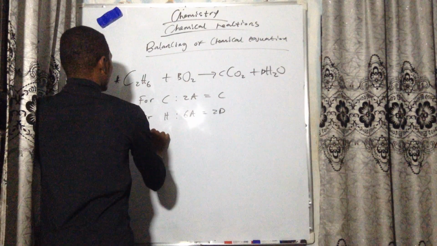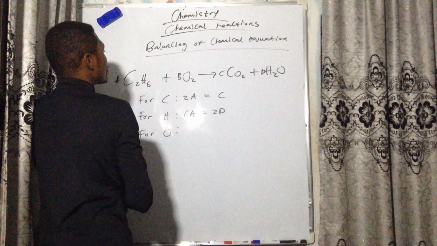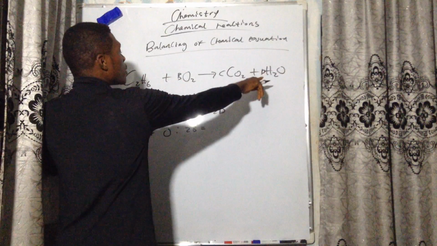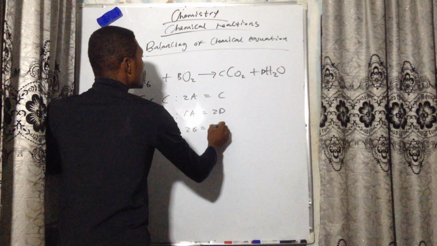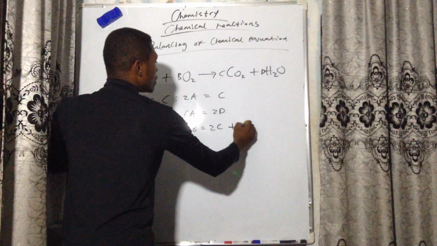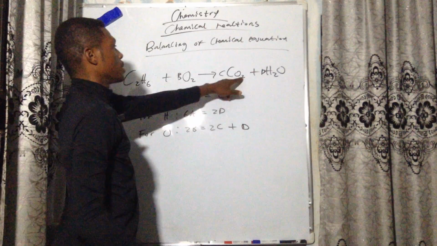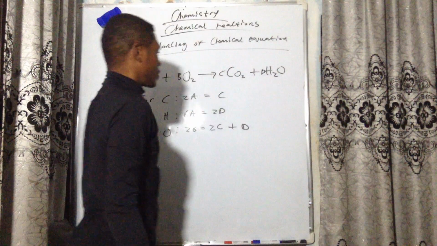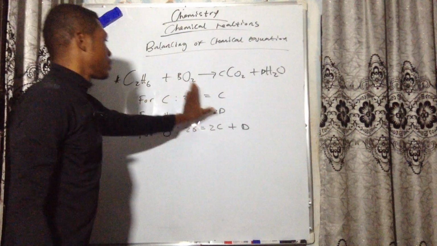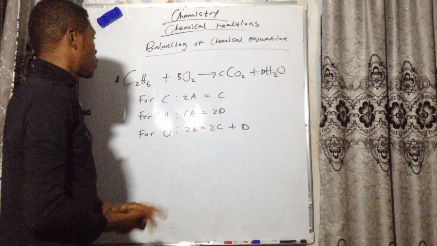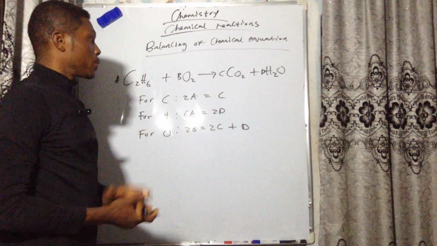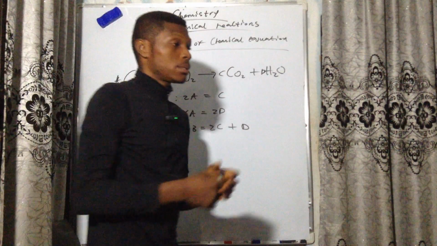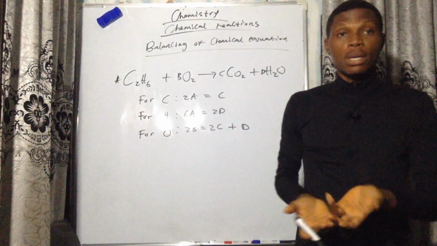Now, for oxygen, we have 2B is equal to 2C plus D. You see, oxygen here is 2, so 2 times C, 2C, plus D. Are you seeing it? So these are the equations I formed. I think we can call this the formula method. I think that name is okay.